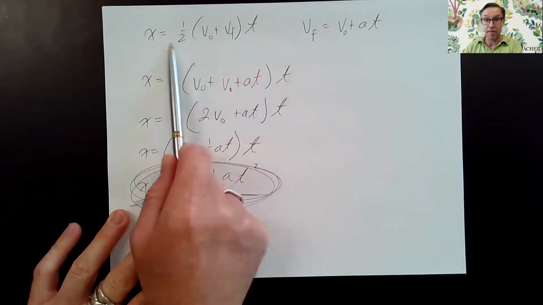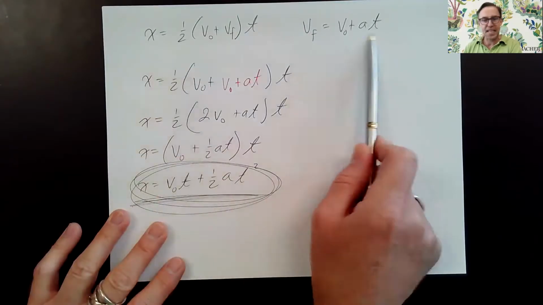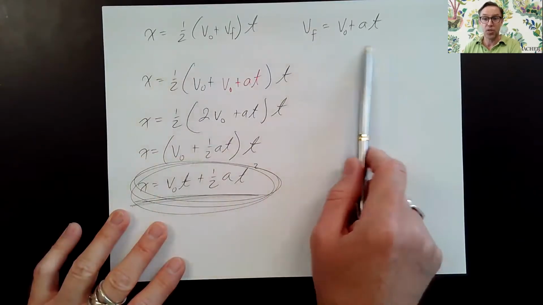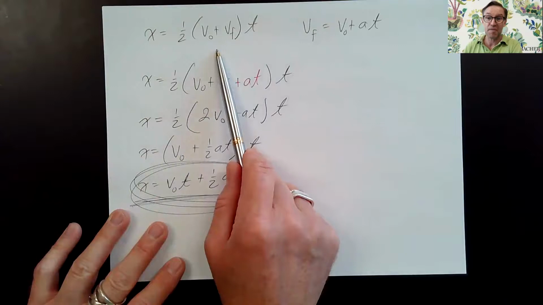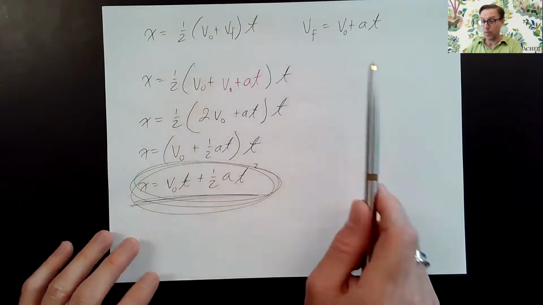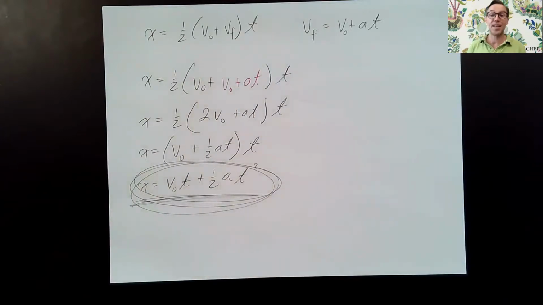T equals stuff, do that algebra. T equals other stuff, do that algebra. And set stuff equal to other stuff. Rearrange, and you'll get the 4th kinematic equation.